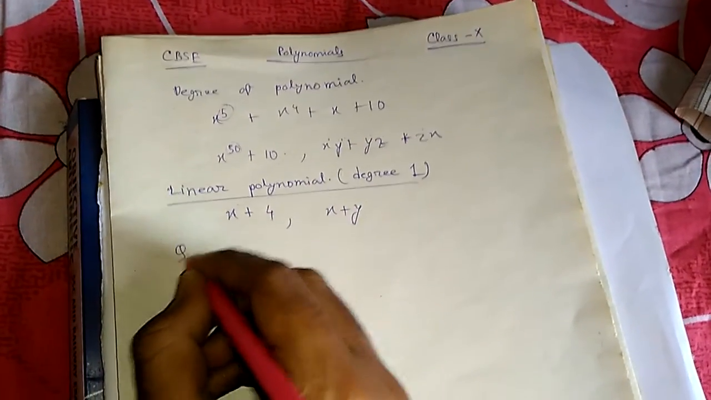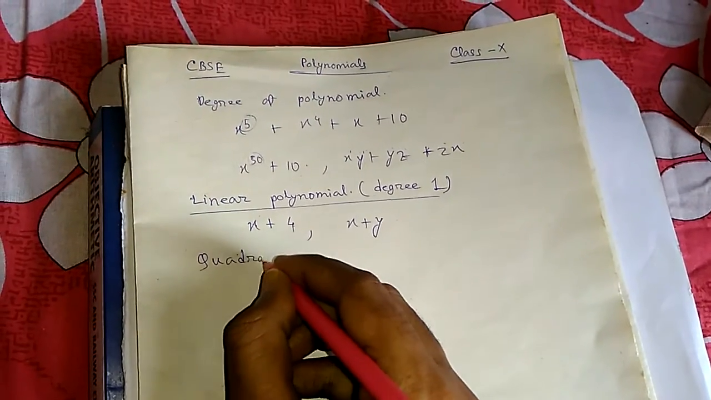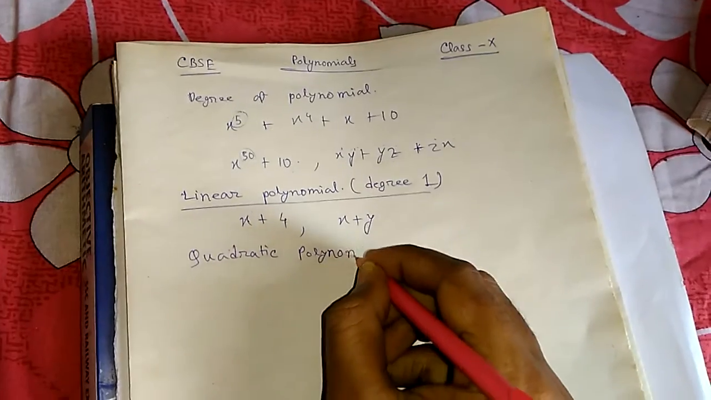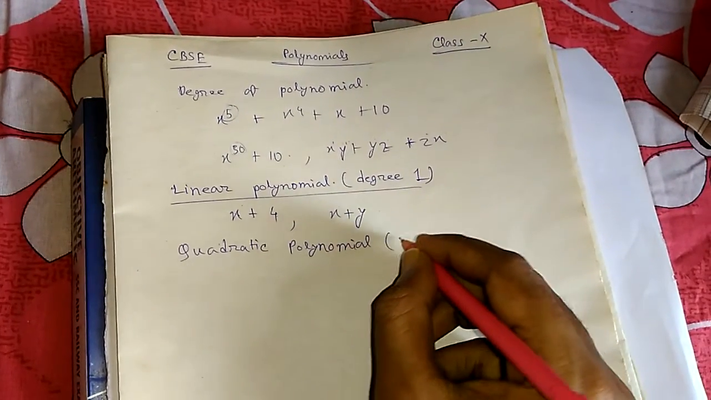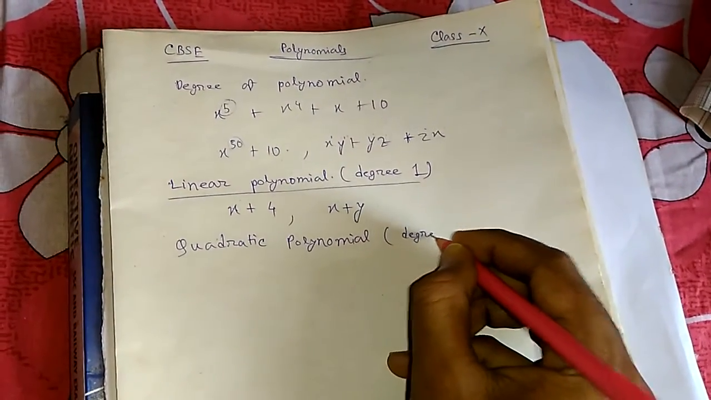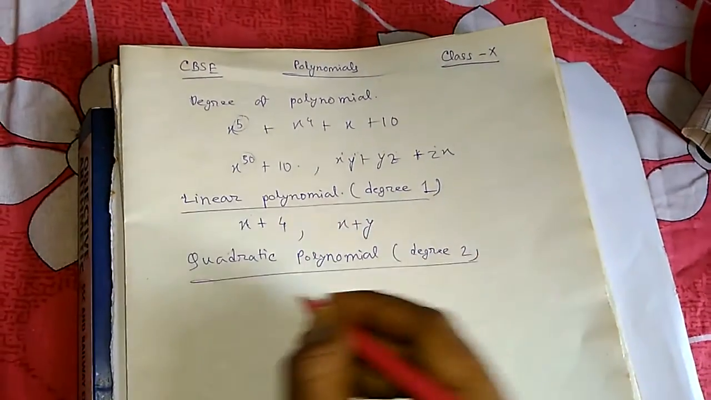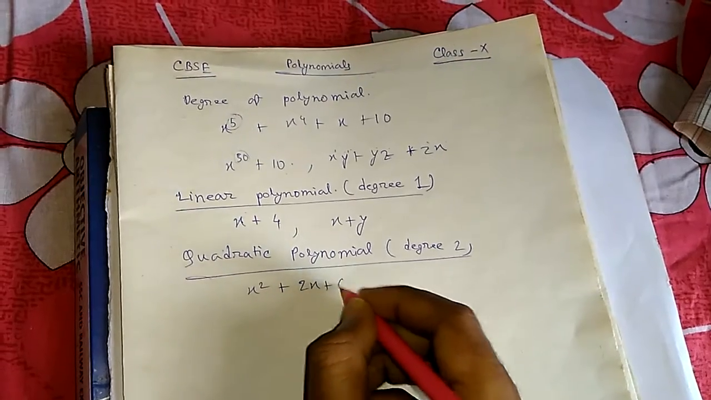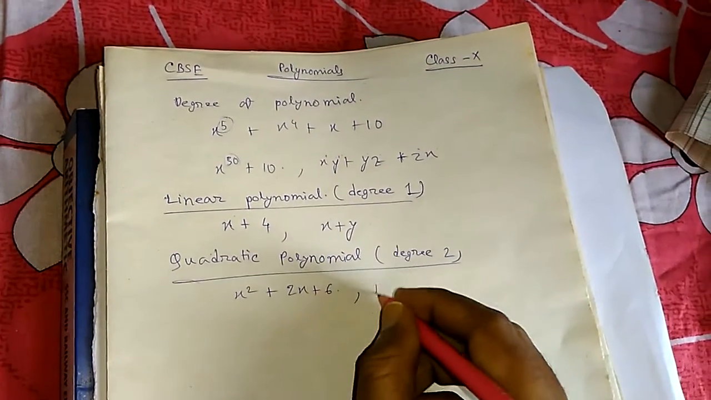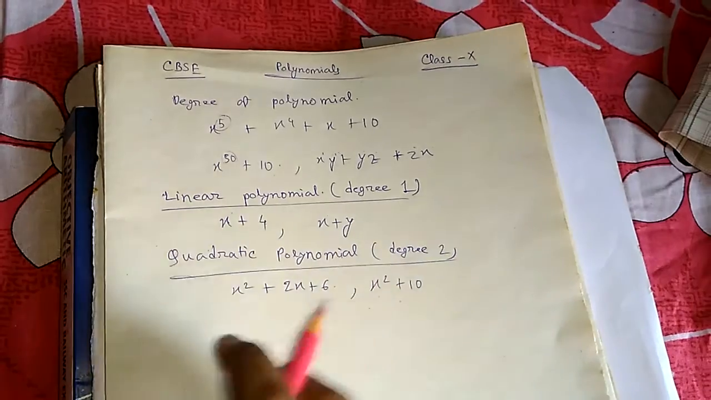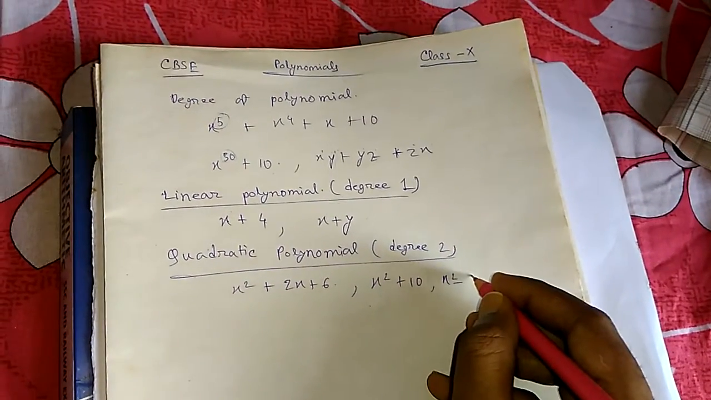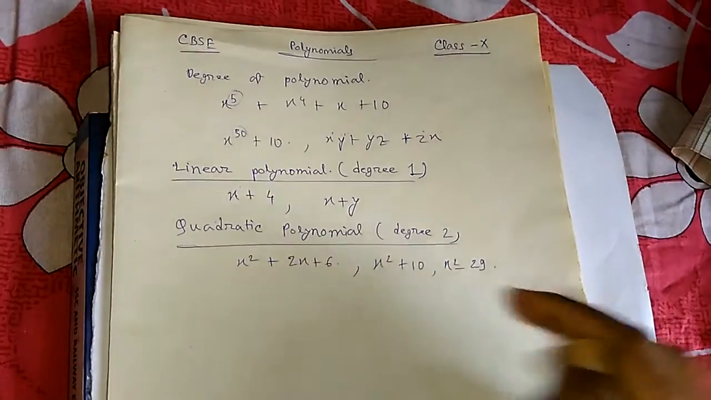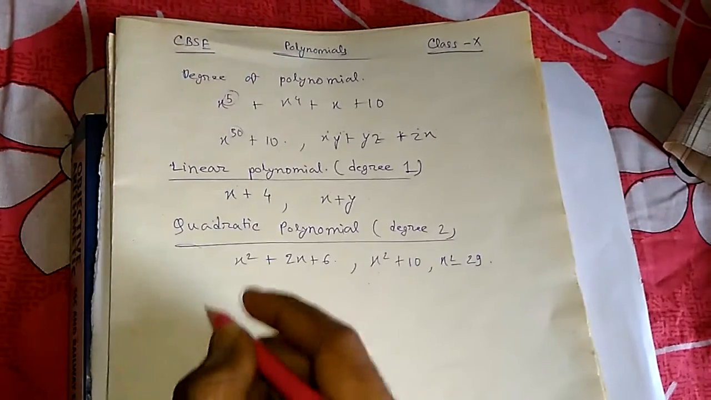Next, quadratic polynomial. What do you mean by quadratic polynomials? Remember, a polynomial with degree 2 is known as a quadratic polynomial. So you can say x square plus 2x plus 6 is a quadratic polynomial. Similarly, x square plus 10 is also a quadratic polynomial. x square minus 29 is also a quadratic polynomial because both have degree 2.